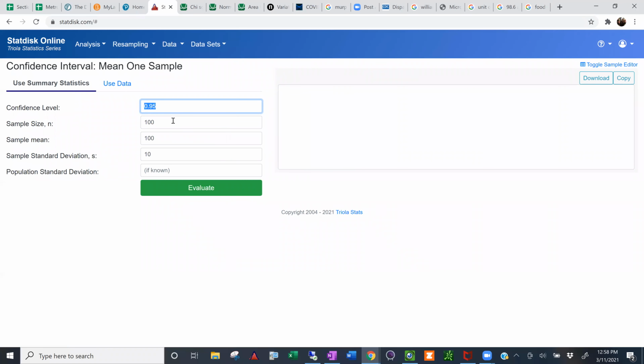Here's our mean 1 sample. Confidence level is 0.95. Our sample size was 157. Our sample mean was 30.8. Sample standard deviation was 6.2. And they ask you, do you know the population standard deviation? The answer is no. If we did, we wouldn't put in the sample standard deviation, we'd put in this instead. Are we okay with how we filled out our little menu here? Yeah. All right, so pretty much all of this stuff is given for us. Let's click the evaluate button.